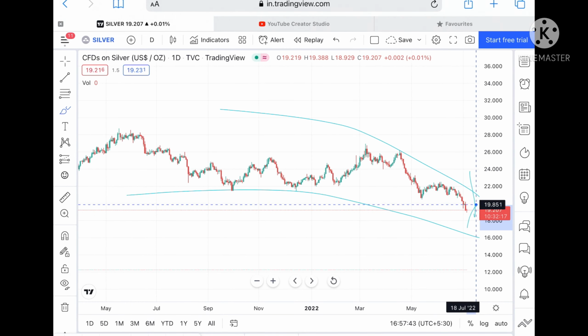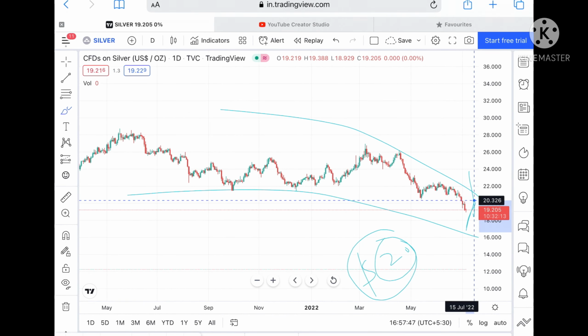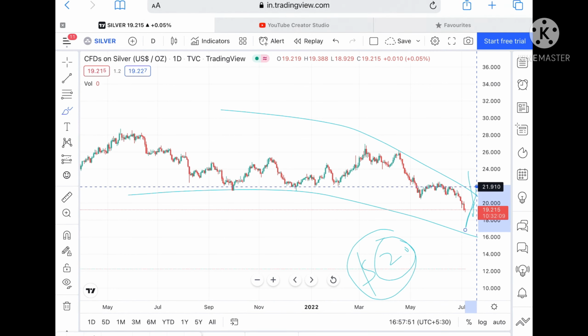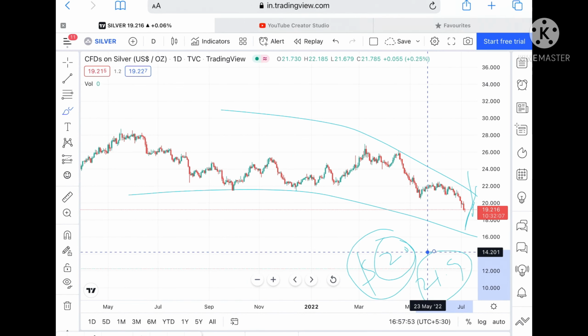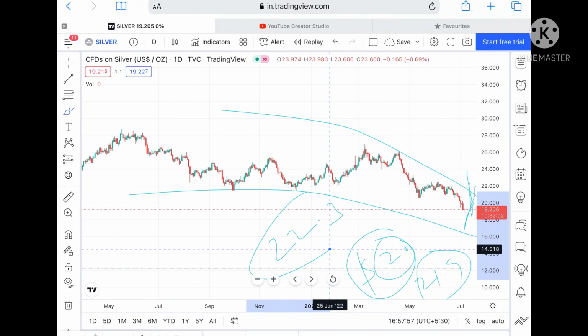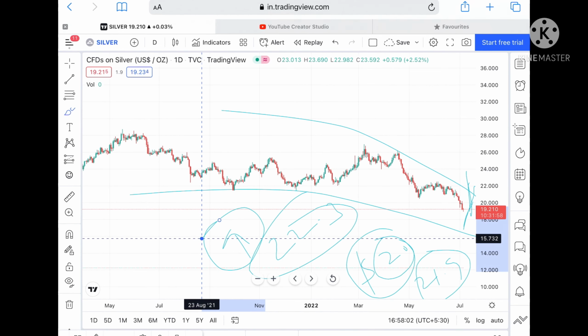But if this level sustains, there is a probability of touching $20, and if this $20 sustains, a probability of touching further high towards a level of 21.2 will be there, and from there to a level of $21.9. Suppose that level goes upside, we can see a level of $22.3, and if that goes further upside, then it can move further high.